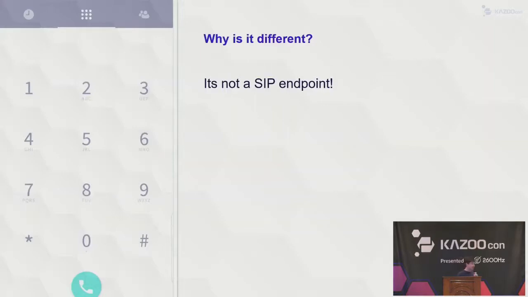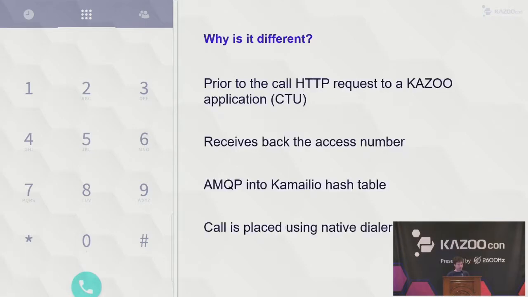So why is it different? So I said it's not a soft phone. I kind of clarified it on this slide. It's not a SIP endpoint. This actually uses the voice channel on the phone, the GSM modem, to place the phone calls. So when you make a call, before it actually starts the call, it puts an HTTP request to that Kazoo application that we wrote, and gives it a token, but it also tells it the number you're actually trying to reach. Kazoo responds with an access number to dial in order to make that happen.